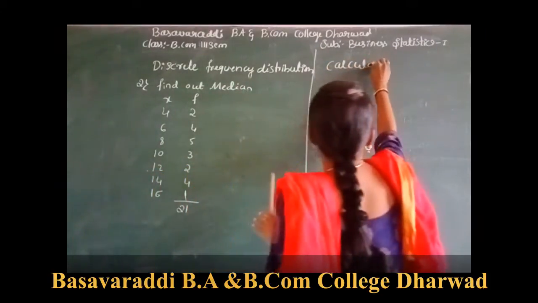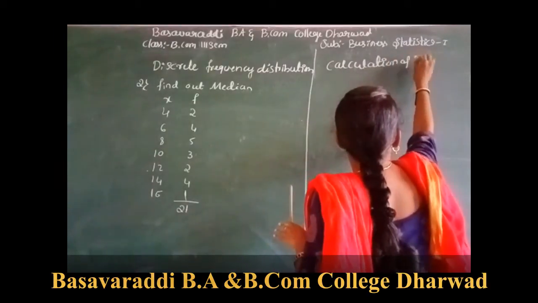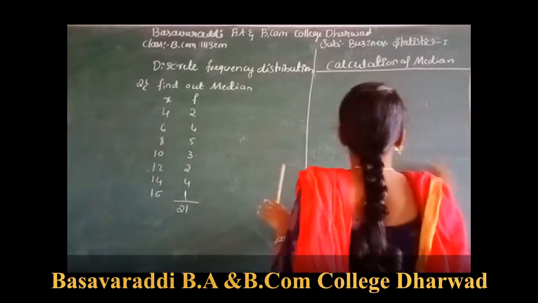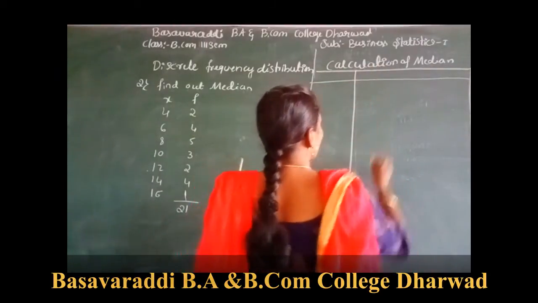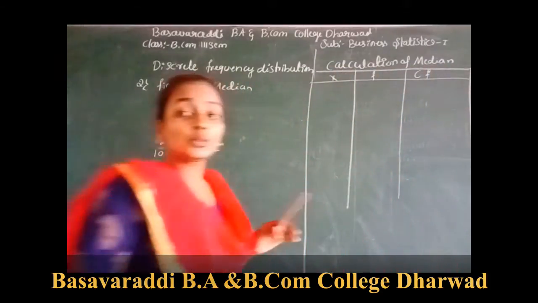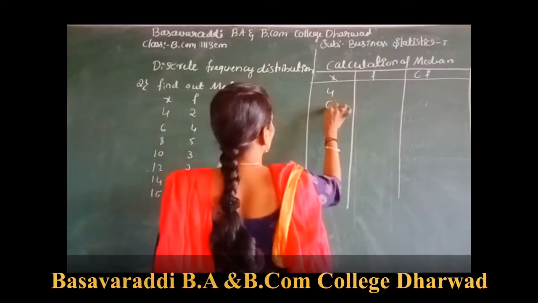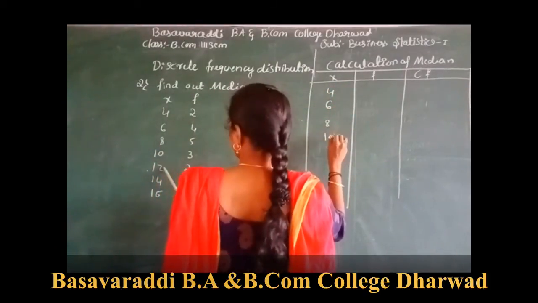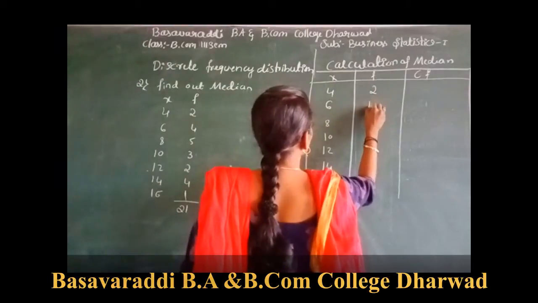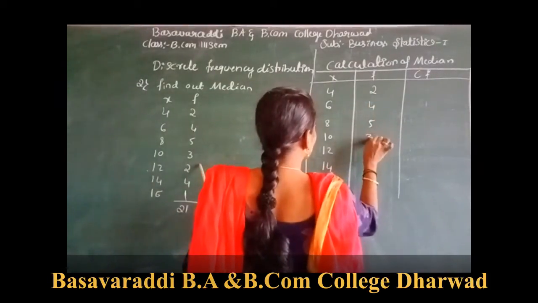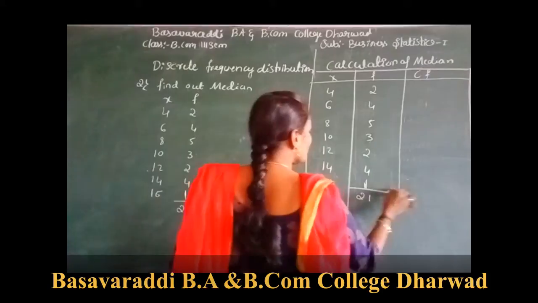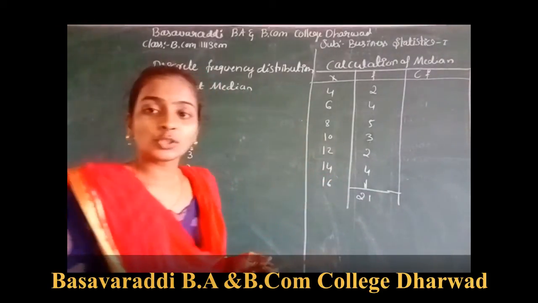Calculation of median. Three columns. First one is x, second one is f, and the last one is cumulative frequency. X: 4, 6, 8, 10, 12, 14, and the last one is 16. Frequencies: 2, 4, 5, 3, 2, 4, 1. Total 21. Okay, let us find out cumulative frequency.